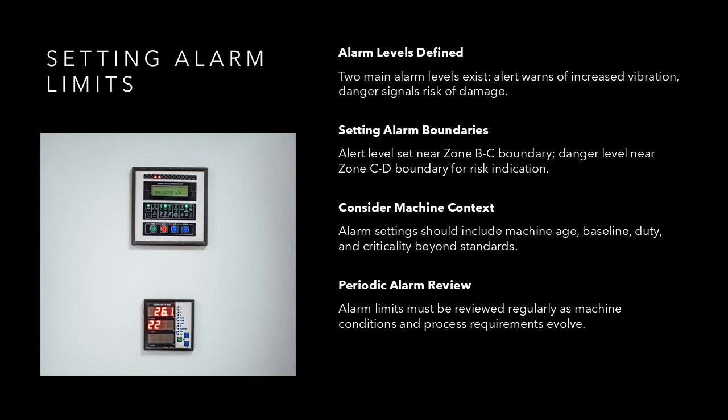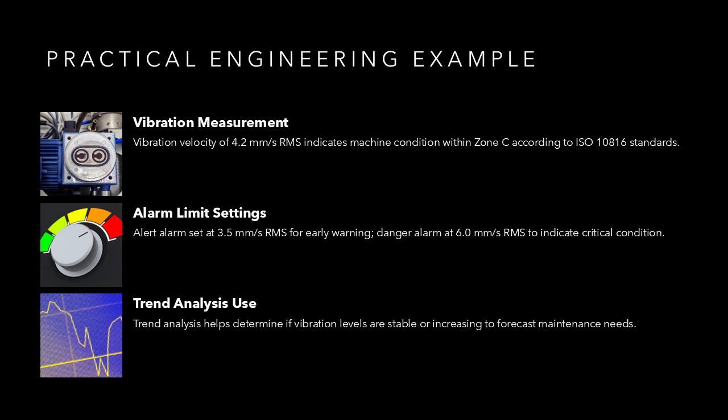Engineers should not rely solely on standard limits but also consider historical baseline data, machine age, duty cycle, and criticality. For critical machines, conservative alarm settings may be justified. Alarm limits should also be reviewed periodically as machine condition, operating regime, or process requirements change. This slide presents a practical example to illustrate alarm limit setting.